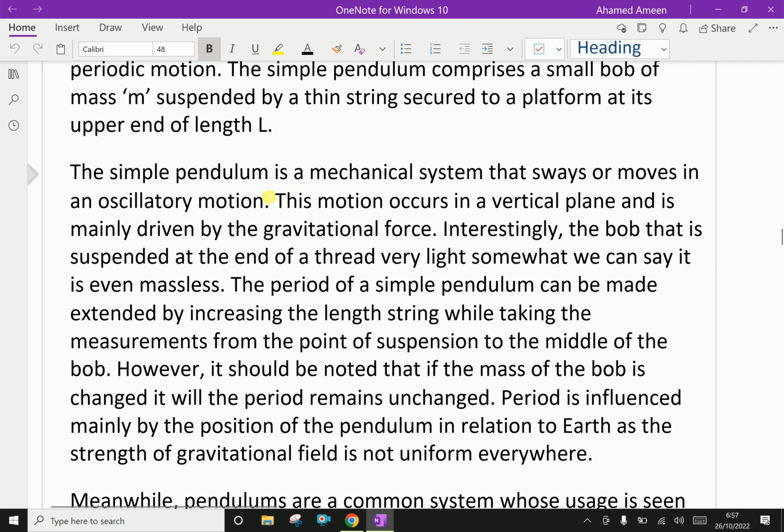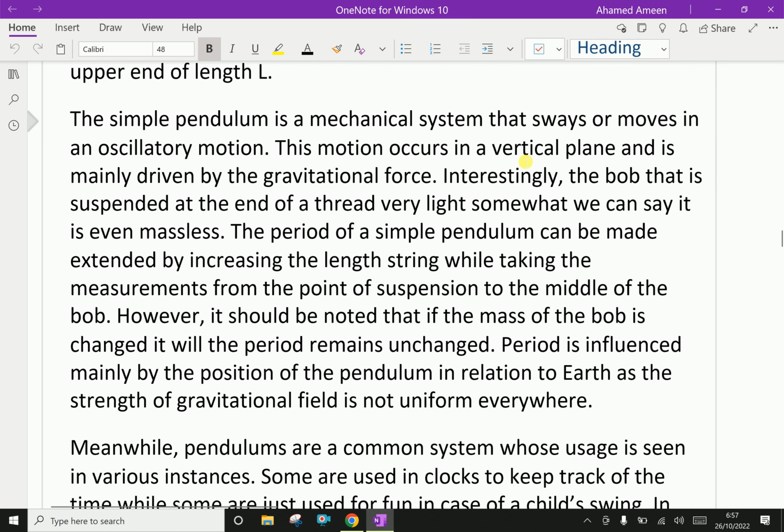A simple pendulum is a mechanical system that sways or moves in an oscillatory motion. This motion occurs in a vertical plane and is mainly driven by the gravitational force. Here, once we start the pendulum, it's driven by gravitational force only. Interestingly, the bob is suspended at the end of a very light thread, somewhat we can say it is even massless. That means it is an inextensible string as well as of very little mass.